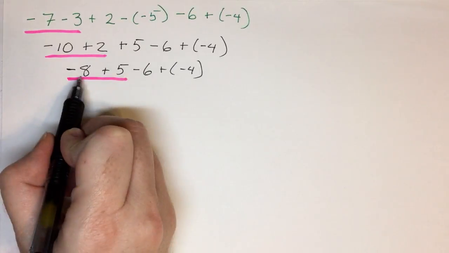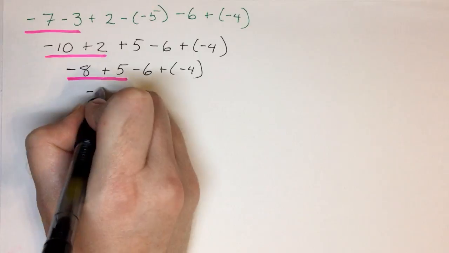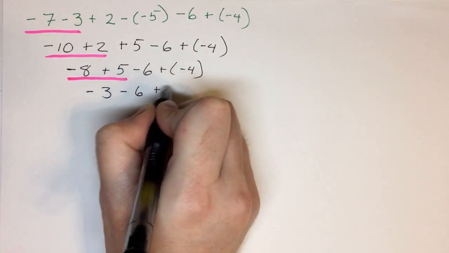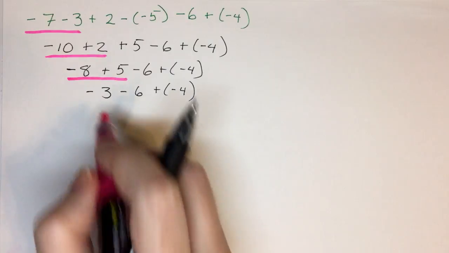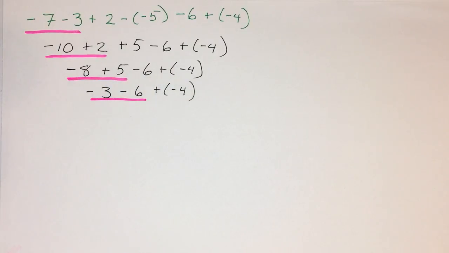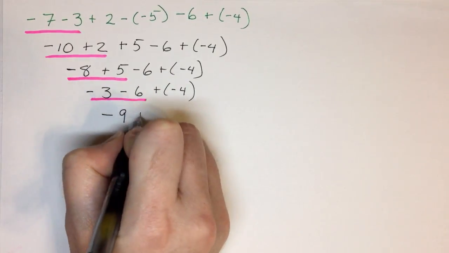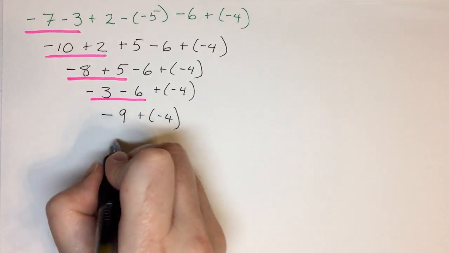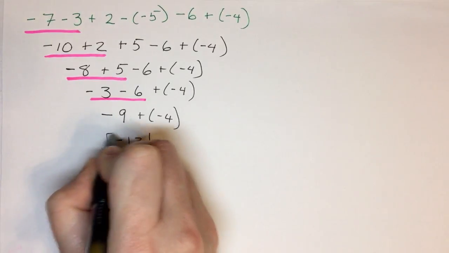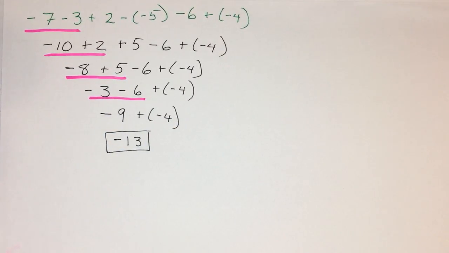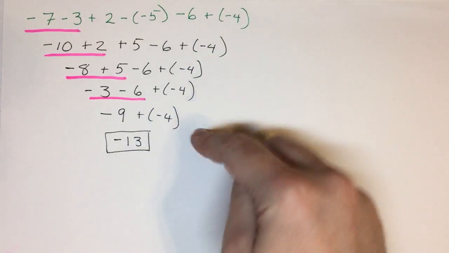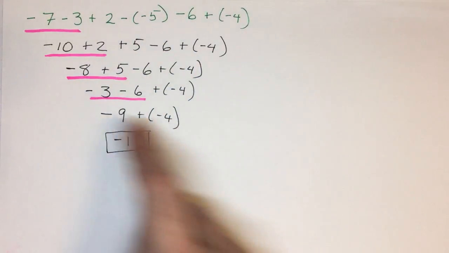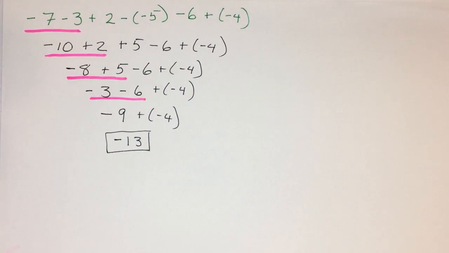Negative 8 plus 5. I owe 8, I have 5, so I owe 3. Copy down the parts I haven't used. I owe 3, I owe 6, so I owe 9. I owe 9, I owe 4. My net, I owe 13. I'm out of any other numbers. This is simplified. So one step at a time, rewriting when you have to, and subtraction, think money, remembering that the sign is part of that number.